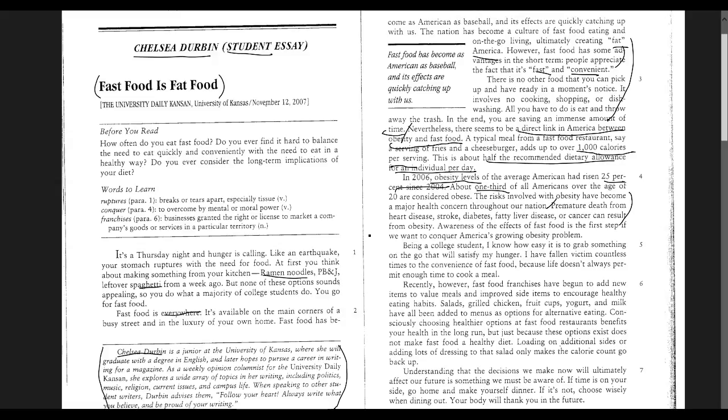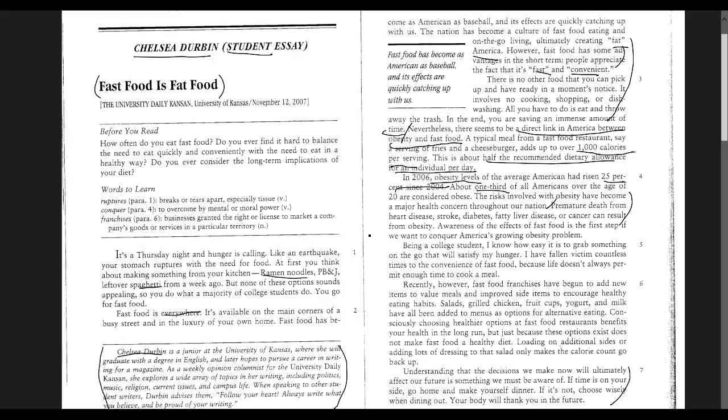Understanding the decisions that we make now will ultimately affect our future. Is something that we must be aware of. If time is on your side, go home and make yourself dinner. If it's not, choose wisely when dining out. Your body will thank you.